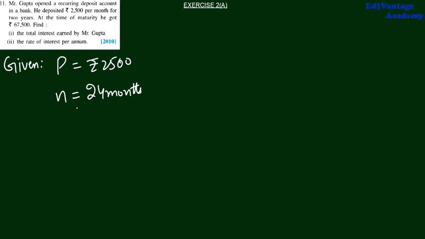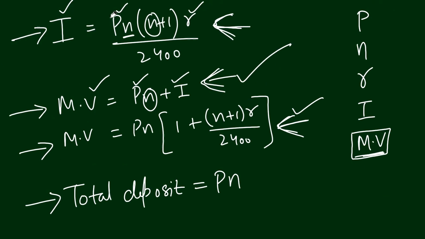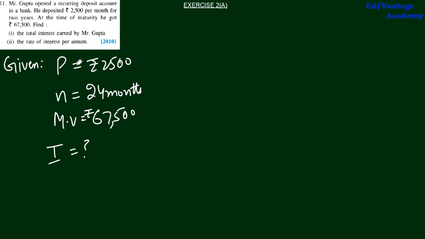And what we have to calculate here? Maturity value is first of all given, 67,500. What do we have to calculate? Total interest earned by Gupta. Now we have to calculate I. So based on this given data, P, n and MV, how do we find I? You can see clearly this I comes in this one and this one. This one looks easier. We have MV, we know P and n, because to calculate I you should know the others.